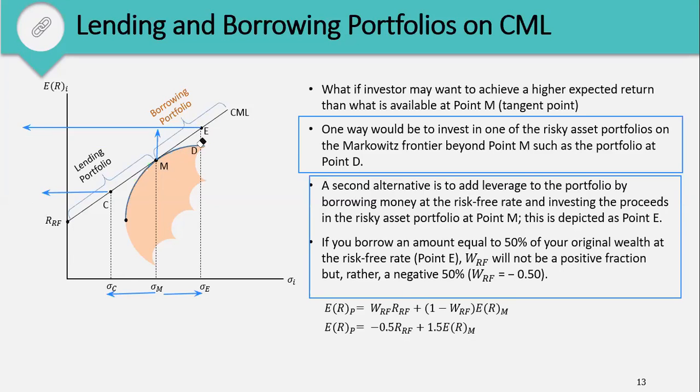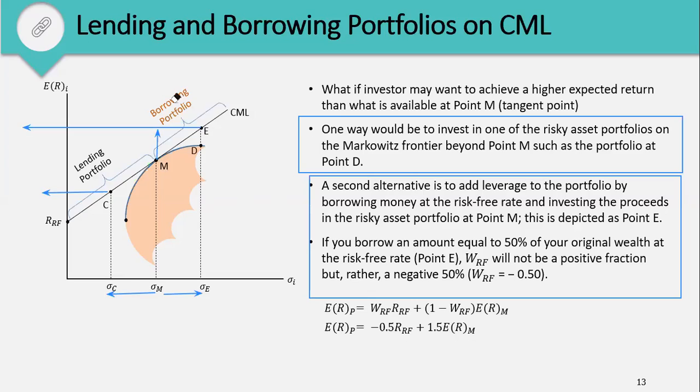To go for this much of return, how are we going to identify this borrowing portfolio? If you borrow an amount equal to 50% of your original wealth at the risk-free rate, at point E, the weight of the risk-free asset will not be positive, but rather negative. As I explained, if you go beyond the market portfolio, the weight of the risk-free asset will be negative. Let me explain why.